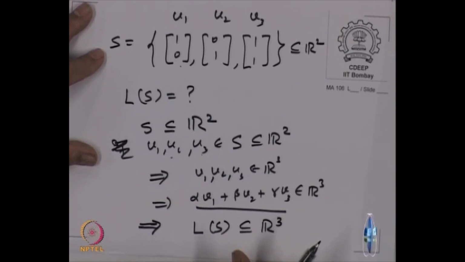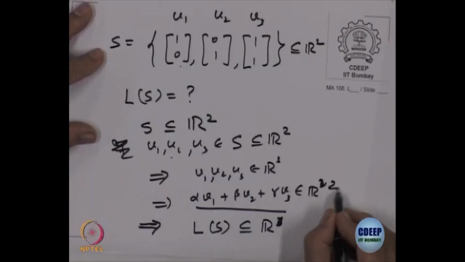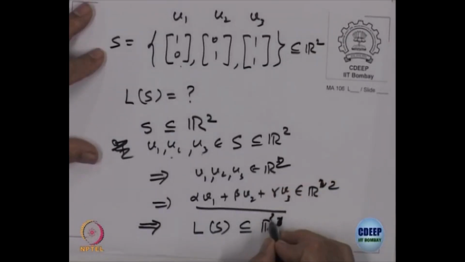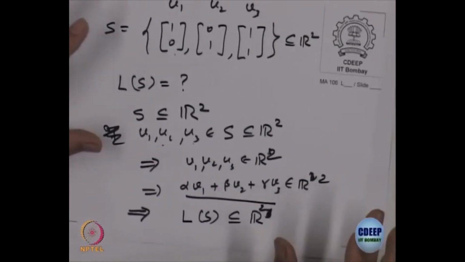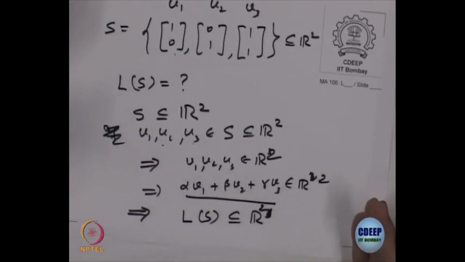L of S is a subset of R3. You can't go outside R3. You will be inside R3 only. Everything is R2 going on, right? Everything is in R2. A linear combination of adding 2 vectors will again be in R2. So, we will stay in R2. So, L of S is a subset of R2, right. We want to know, can we say something more about it?